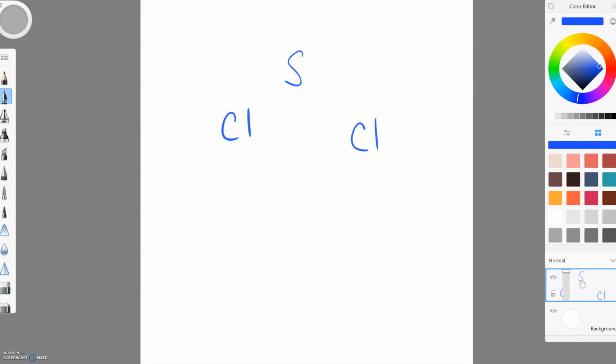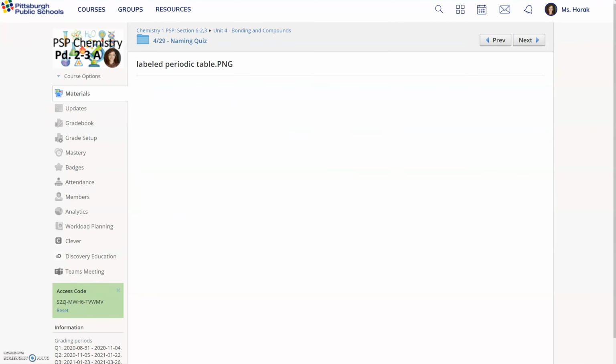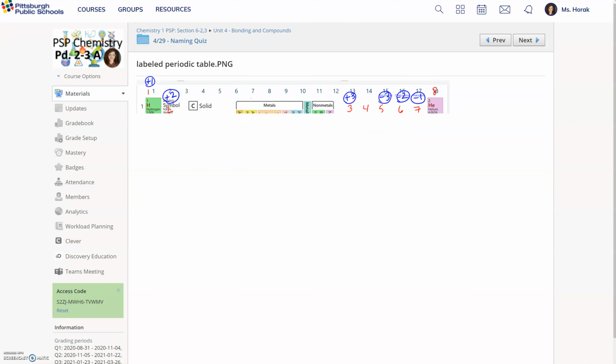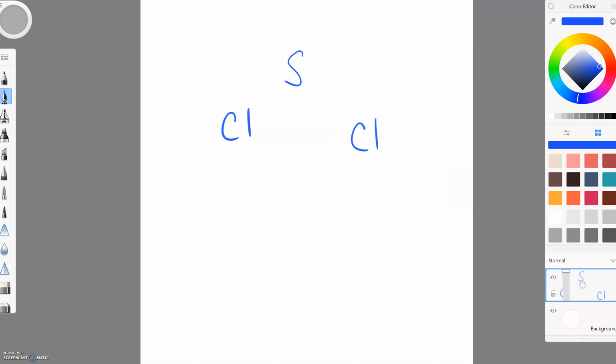All right, so that's the first step when we're drawing a Lewis structure, is just writing all the symbols. The second step is looking at this labeled periodic table so we can figure out how many valence electrons the elements have. So that's the red number here on this labeled periodic table. And so sulfur is in the column with that red 6. So sulfur is going to have 6 valence electrons. 1, 2, 3, 4, 5, 6.